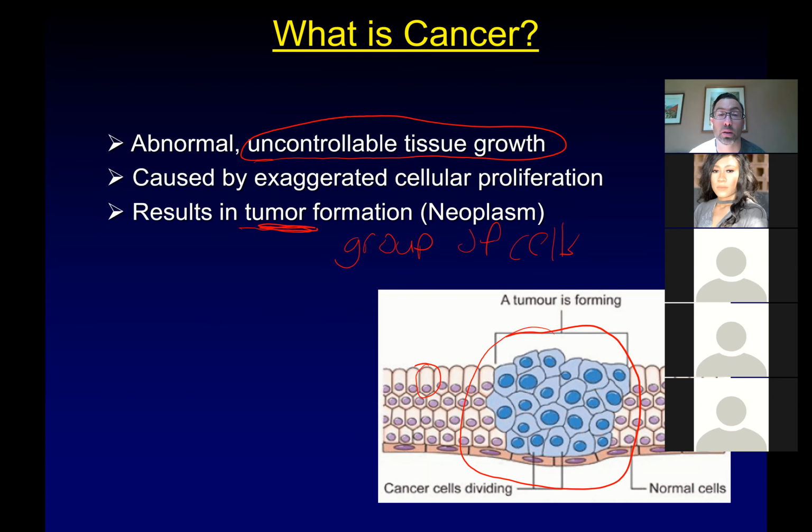But a cancer is an abnormal, uncontrollable growth of tissues. It's a group of cells that are going to form what we often call a tumor. Almost all of the cells in your body have the potential to become cancerous, because almost all of the cells in your body have the potential, if given the right signals, to begin dividing and replicating themselves.